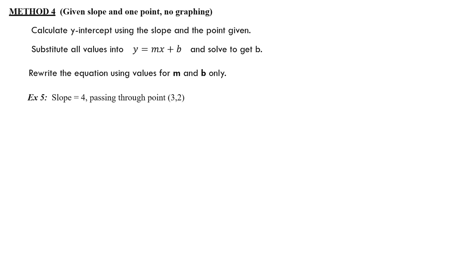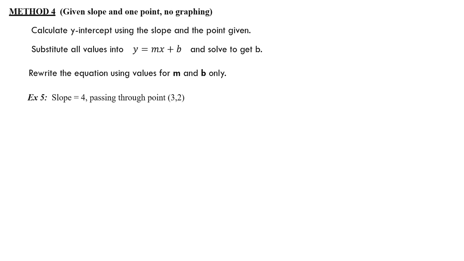Our fourth method, given the slope and 1 point without graphing, we can calculate the y-intercept using the slope and the point given. This involves substituting the values that we know into a y equals mx plus b equation, solving for b, and then building our equation from there.